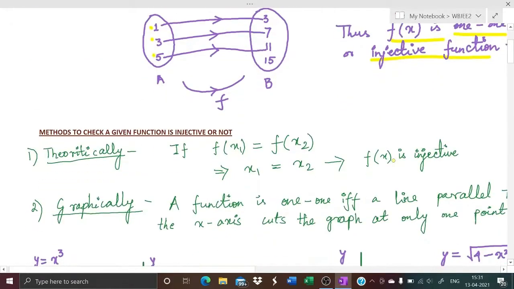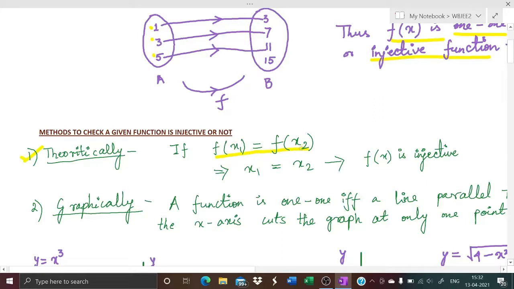Next we will discuss the methods to check whether your given function is injective or not. First is theoretically. If f of x1 equals f of x2, and after solving this equation you get x1 equals x2, then your function f of x is injective. These terms are not original values, these are just general values, x1 and x2.